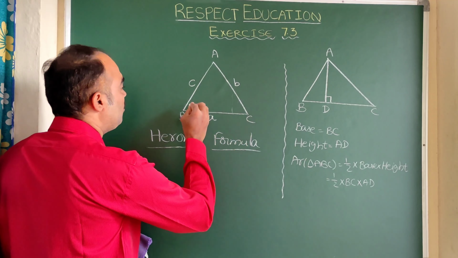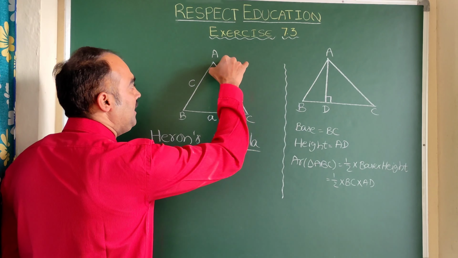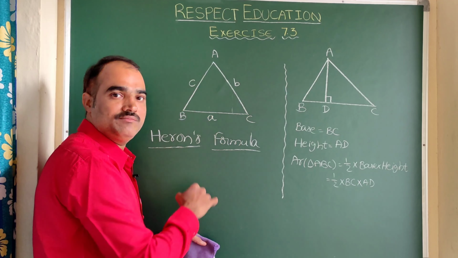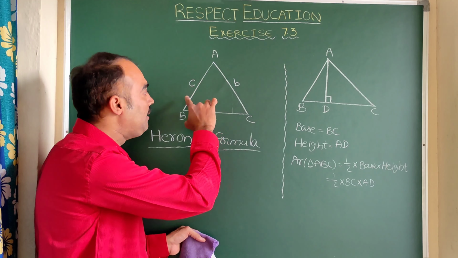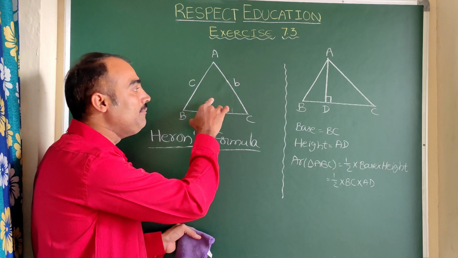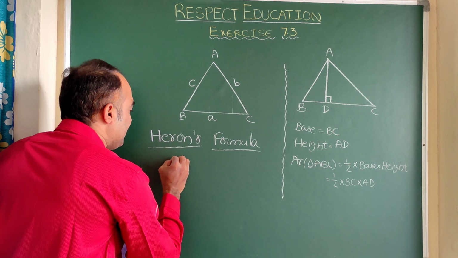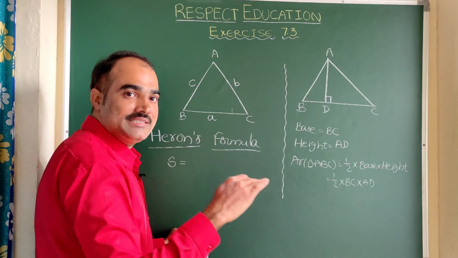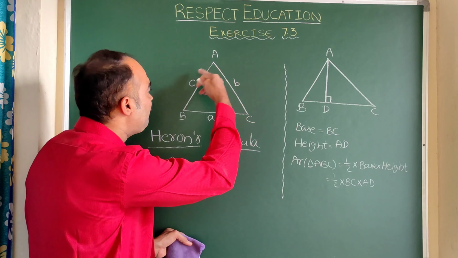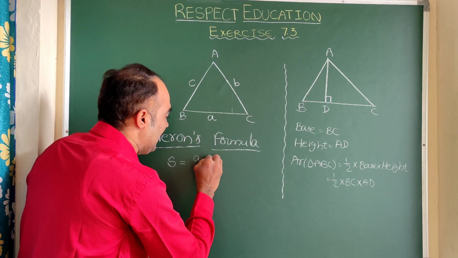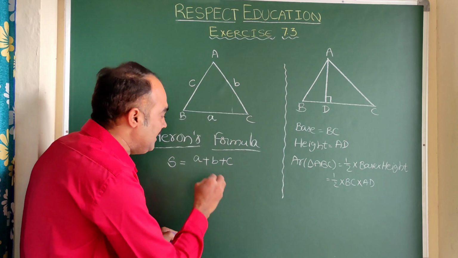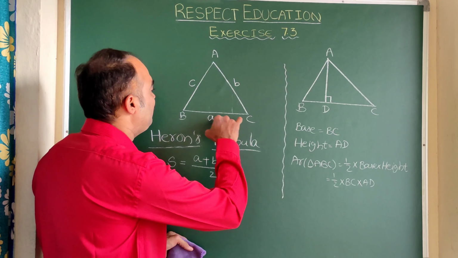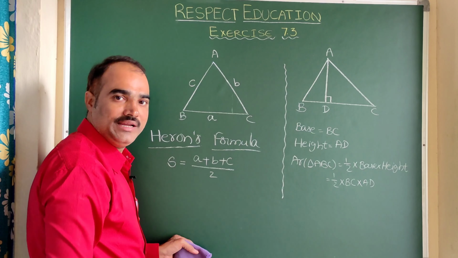Now as you know, a plus b plus c is called the perimeter of a triangle. Now here we need to take the semi-perimeter. Remember, semi-perimeter is denoted by s. Semi means half, half of the perimeter. Here perimeter is a plus b plus c. If you divide that by 2, then this is the value of s. So always for every problem you need to find the value of s.